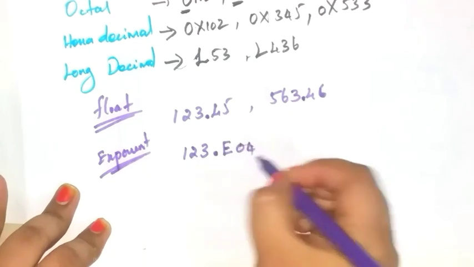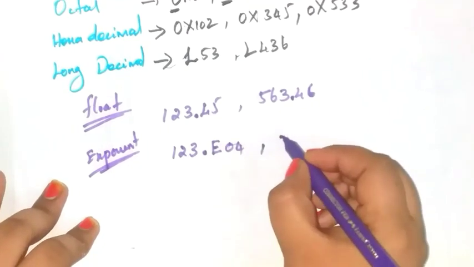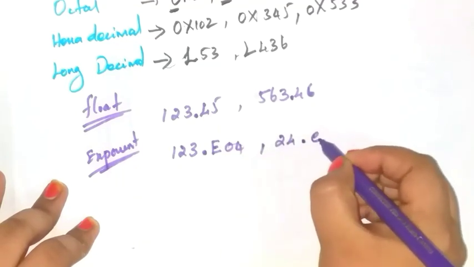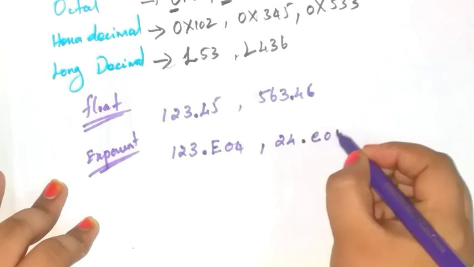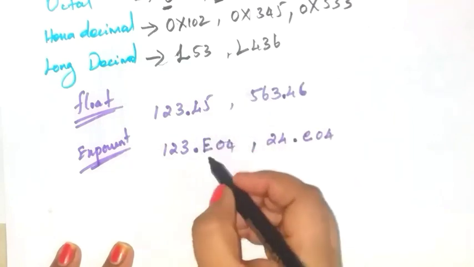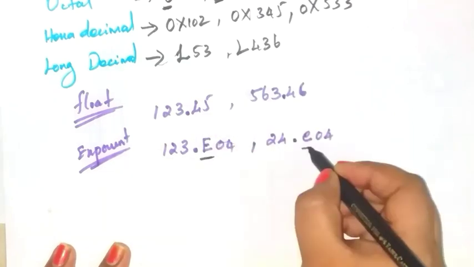See another example. First the decimal digit part, next the decimal point, next the exponent part and followed by one or more digits. Here, for exponent data you can use uppercase E or lowercase e.